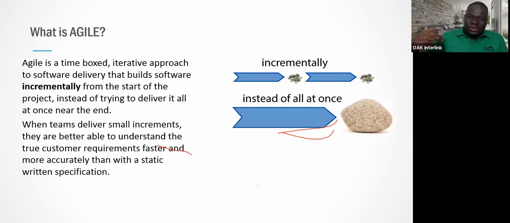There are 12 of these principles, and there are 4 of these values. So when we come to talk about the Agile methodology, it's a time-boxed iterative approach to delivery of products that builds products or software incrementally from the start of the project. Instead of just trying to deliver it all at once at the end, it delivers it in bits. It delivers it incrementally.